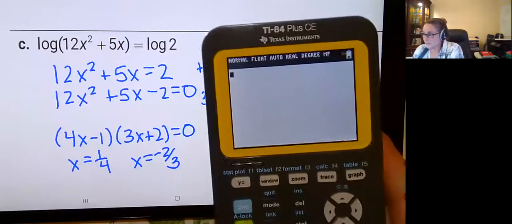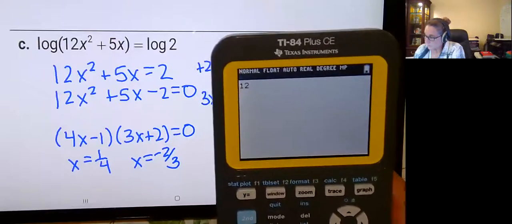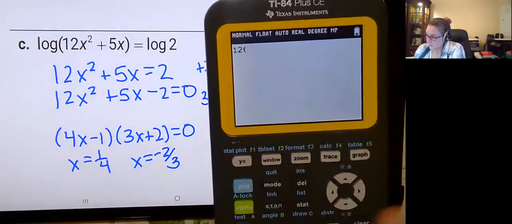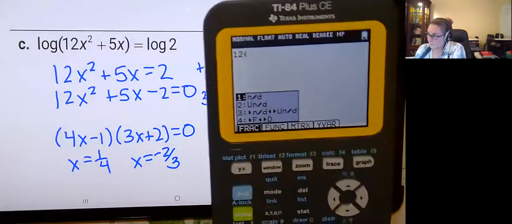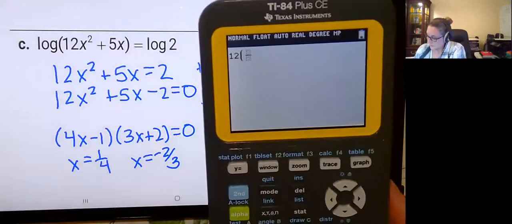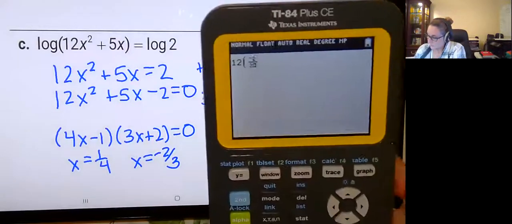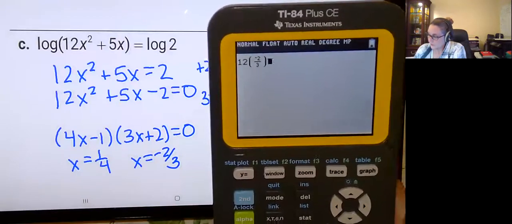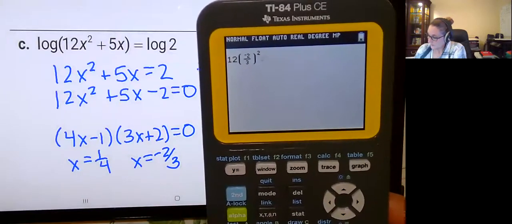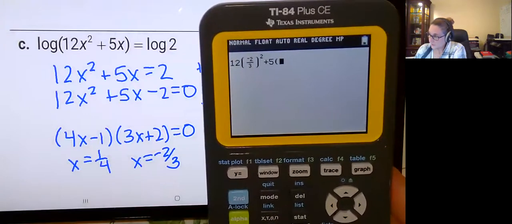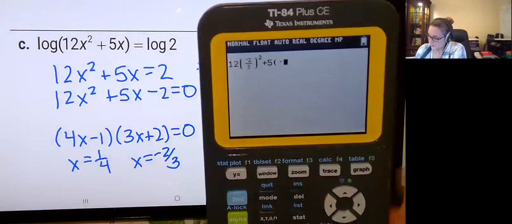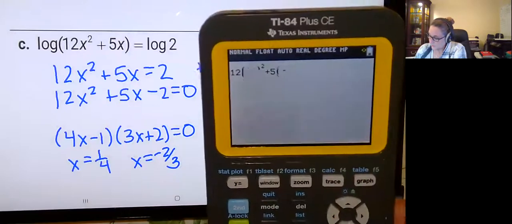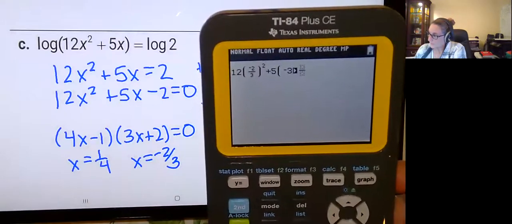So let me just put that in. I'm going to go 12 times, and let me do alpha y equal. And this is going to be a negative 2/3. Close my parentheses, squared, plus 5 times, again, a negative 2/3. Oops.